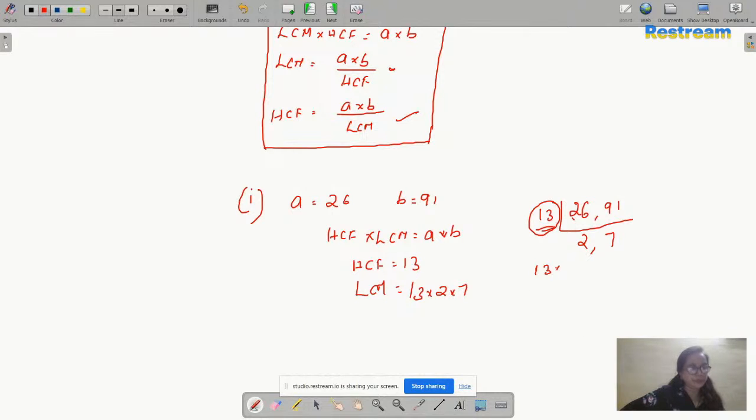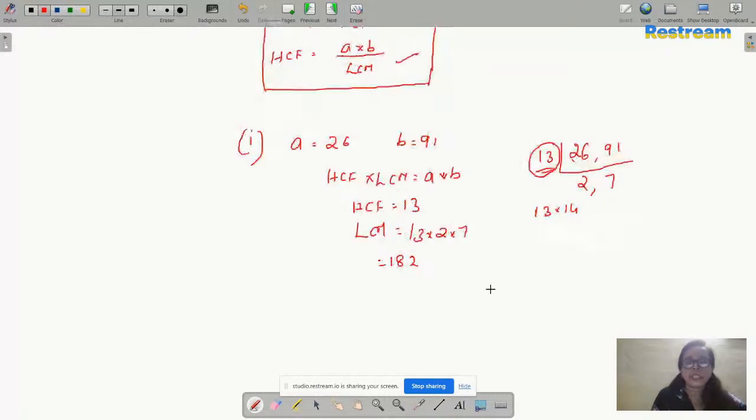13 into 14, that is equal to 13 14s. Multiply and give me 2 7, that is 182, right? 182. So LCM is equal to 182. Now how will you do this? After that, LCM is equal to 13 and HCF is equal to 182, right? This way find out HCF and LCM.